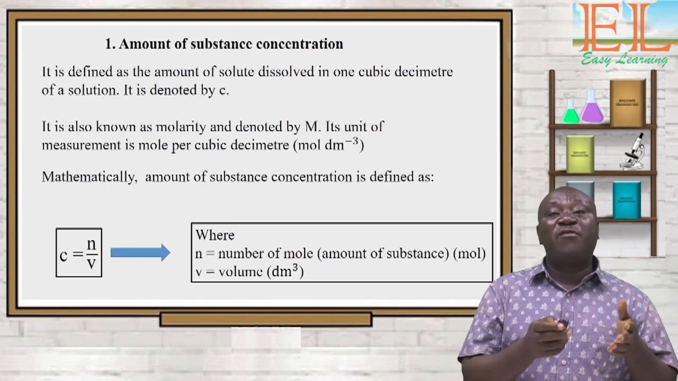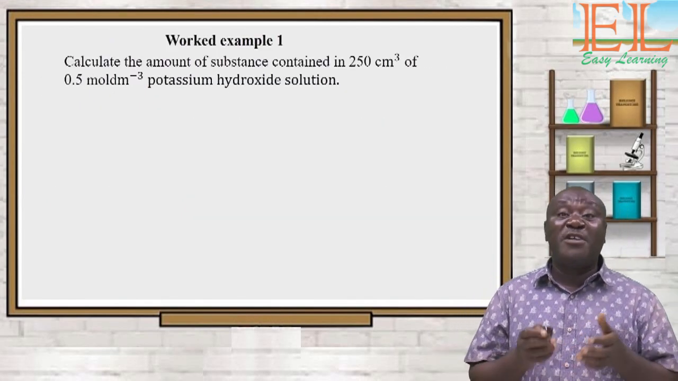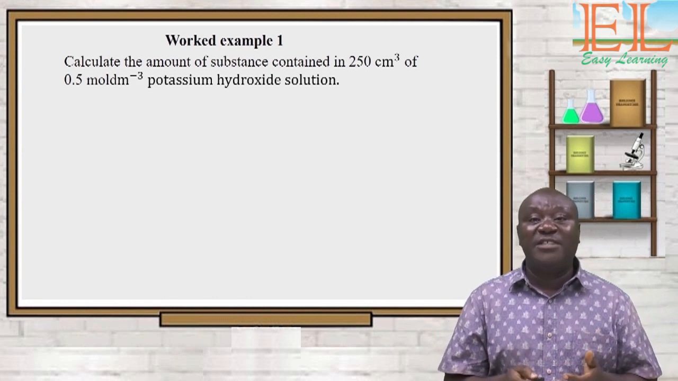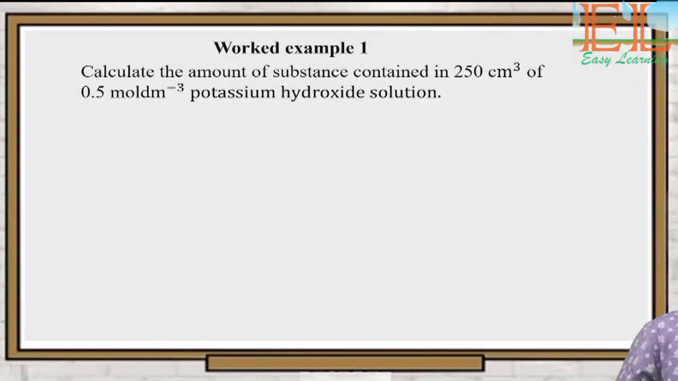Now, let us use this formula to solve the following question. So take your pen and paper and answer this question. Calculate the amount of substance contained in 250 cm cube of 0.5 moles per dm cube potassium hydroxide solution. You have 20 seconds to present your work. You can start work.